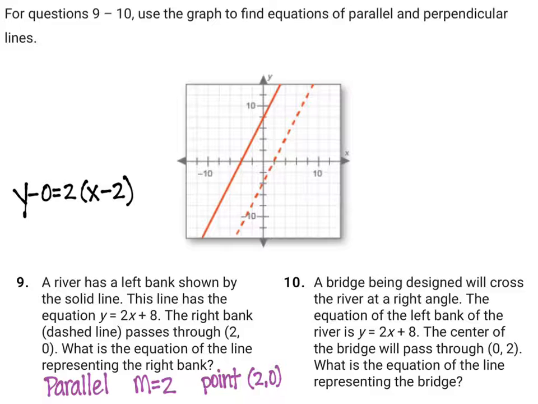We're going to simplify it because we've got y minus 0. We don't like to leave 0 in an equation. So that just becomes y. We're going to distribute the 2, and you end up getting 2x minus 4.